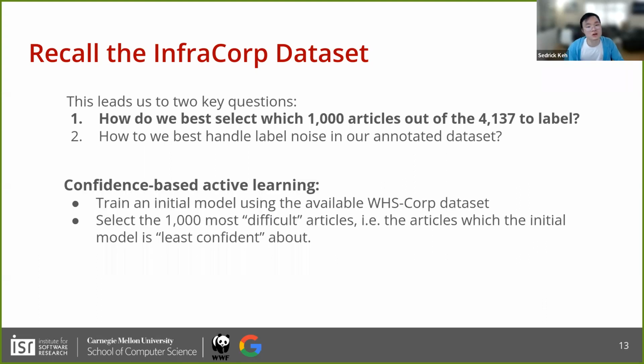our annotations? For the first question, the solution we came up with was something called confidence-based active learning. This basically means using the existing WHS Corp dataset with the conservation relevance, we train an initial model. And using this initial model, we're able to rank the articles in the InfraCorp dataset. And from this ranking, we select the 1,000 most difficult articles for the experts to label. The hypothesis is that if we train with these more difficult articles, then that can help the model learn better and better increase the performance.